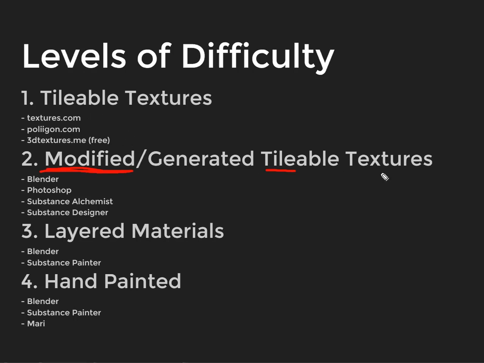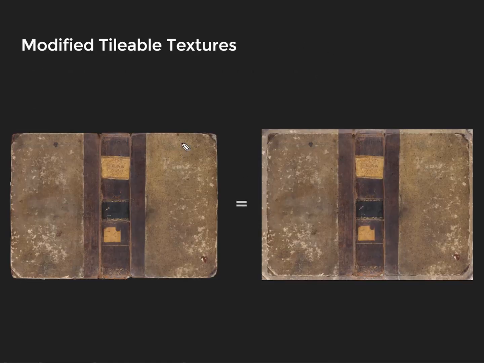So modified tileable textures. What do we mean by modified tileable textures? A modified tileable texture is something like this. It doesn't necessarily have to be tileable. But what I mean by modified textures is basically we have something that we grab from an online resource and we need to modify it a little bit. Specifically this book, for example, that we're going to get into.